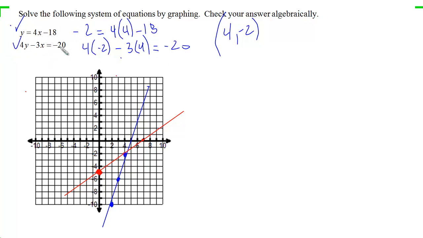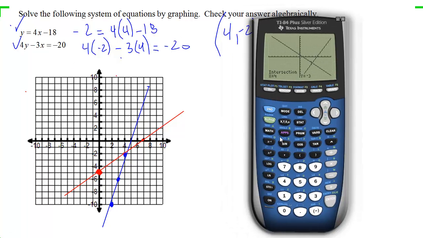I could also solve both of these for y and graph them in my calculator, and again use it to find the intercept.